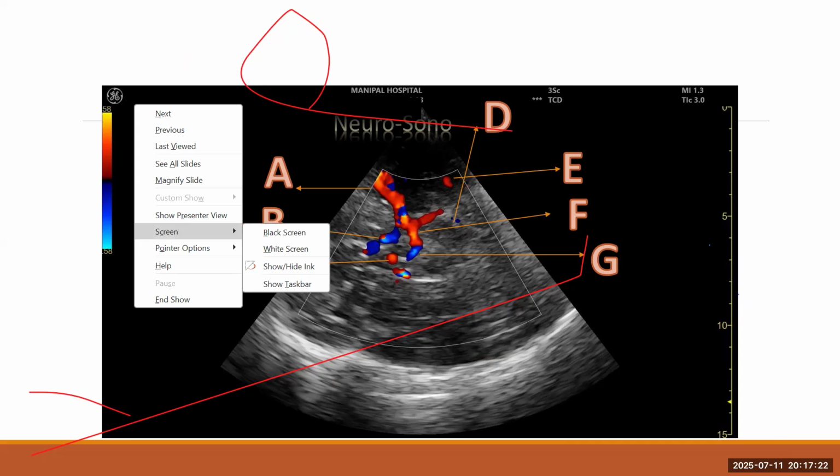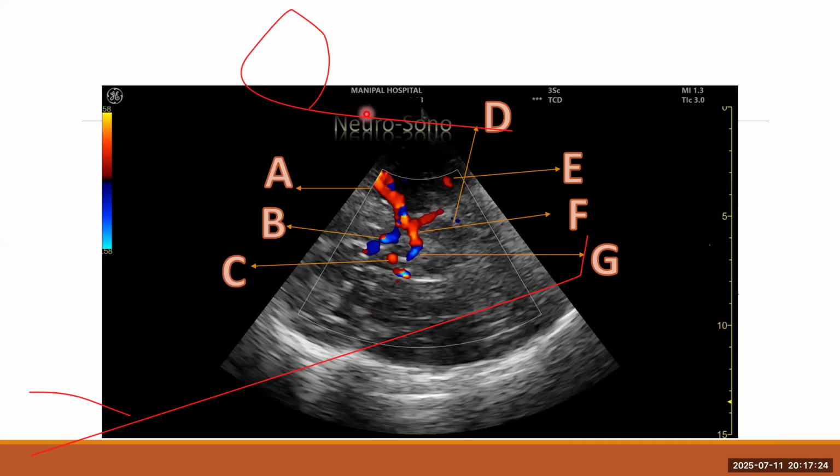ICA. No, how can you see ICA in transtemporal? This is a transtemporal window, right? Okay.